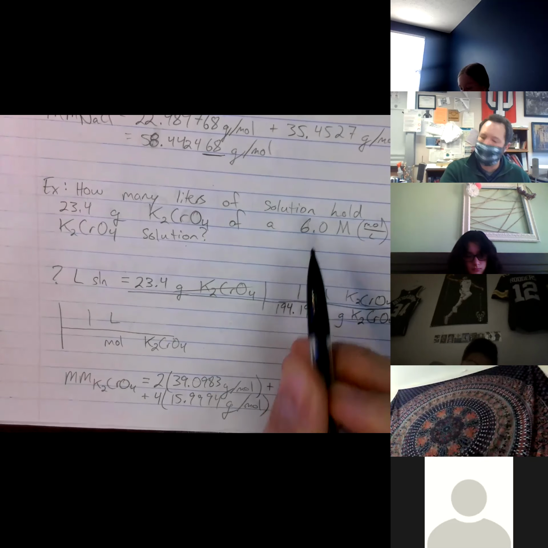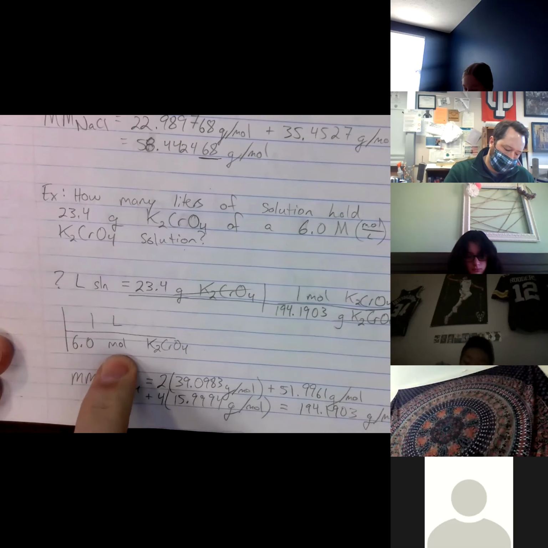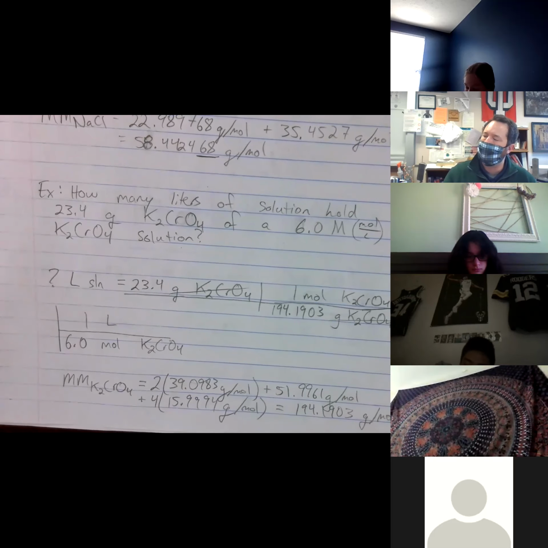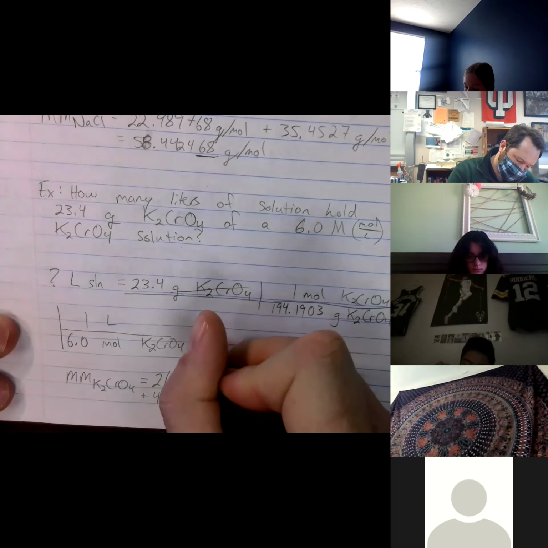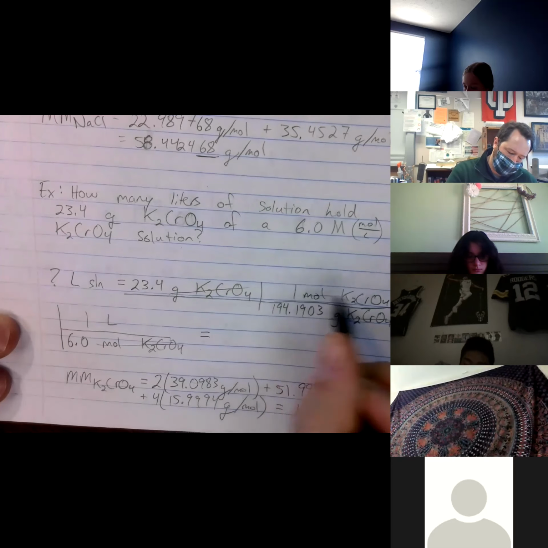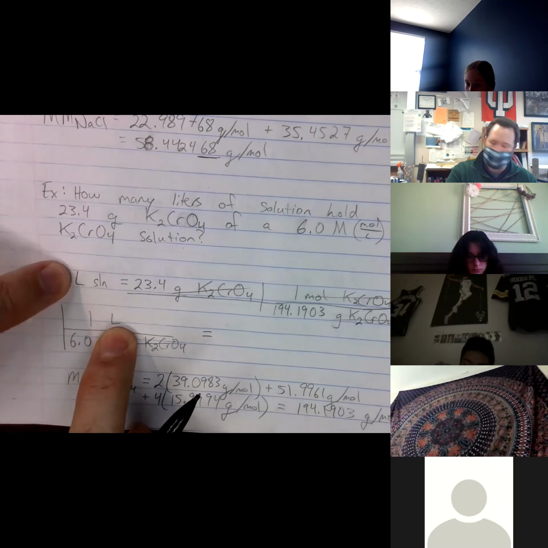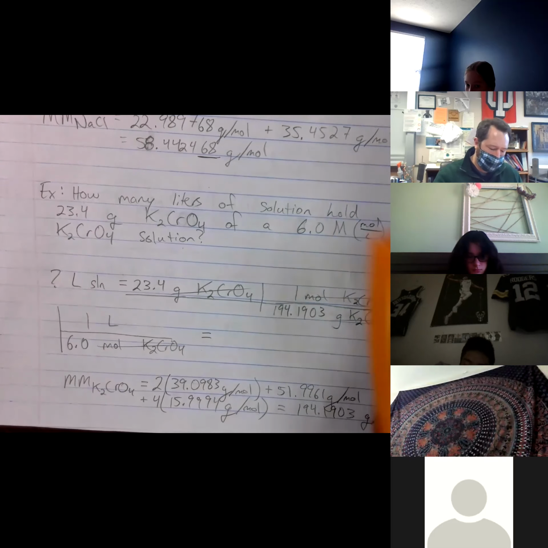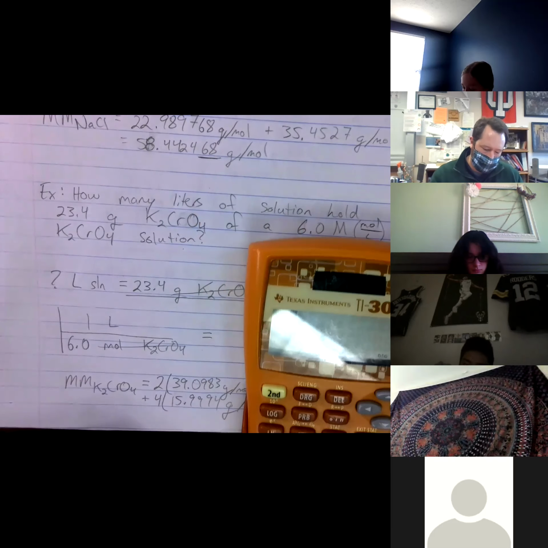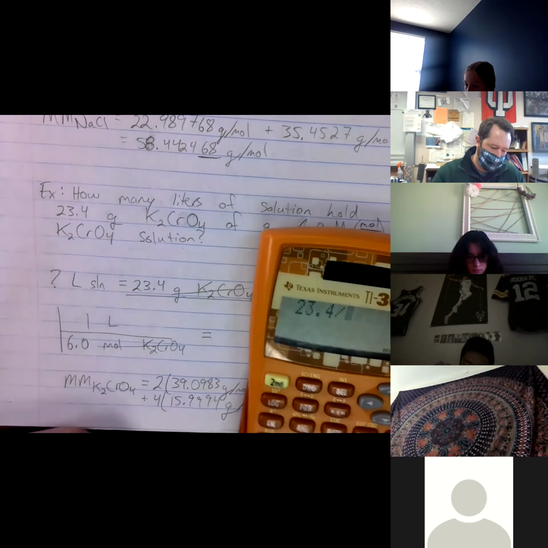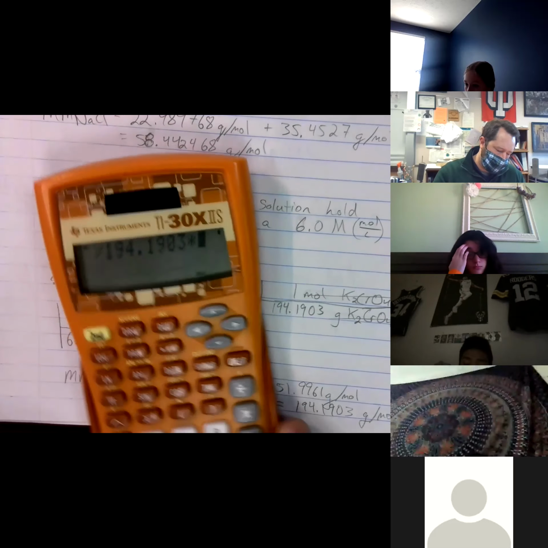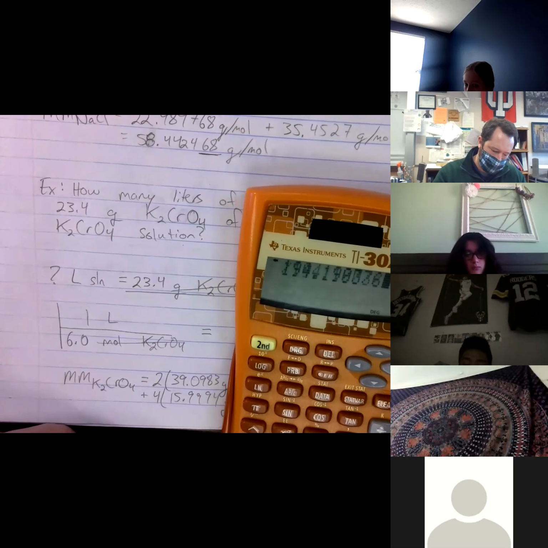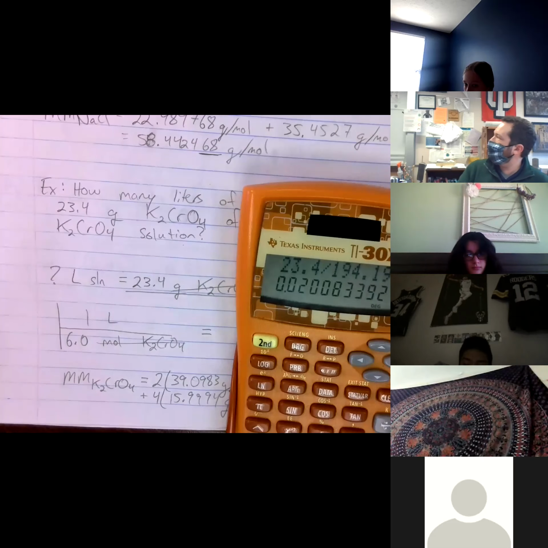It's 6 moles per liter. And look at that. Moles is canceled out. We have liters. That's exactly what we're looking for. Now it's just time to crunch the numbers. 23.4 divided by 194.1903. It's not times, divided by 6. There we go. Not a very big volume.